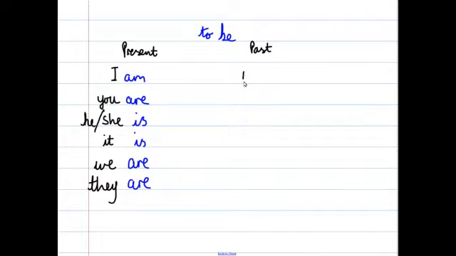if I said I again, I would say I was happy. I was happy yesterday. And I'm still happy now, don't worry. You wouldn't say I beed happy. Again, for you, you were happy. You were happy yesterday, and you still are today. That's one that often gets mixed up in speech. We're starting to see more people say you was happy, but just bear in mind that it is you were happy. Then you would say he or she was happy.